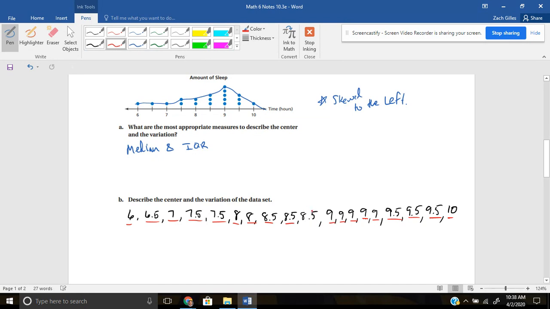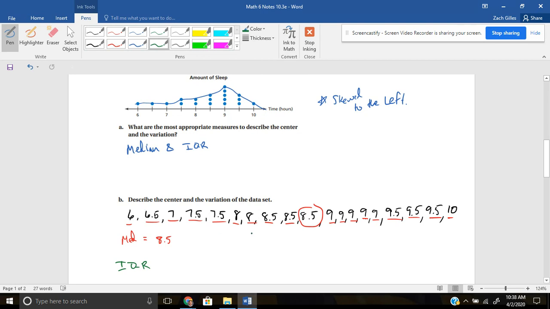And it looks like my middle number is 8.5. So the median is 8.5. And then I need to go ahead and find my interquartile range. So remember, when I'm finding interquartile range, I'm finding the ends of my two boxes, the difference between those two, if I were to plot that in a box and whisker plot.